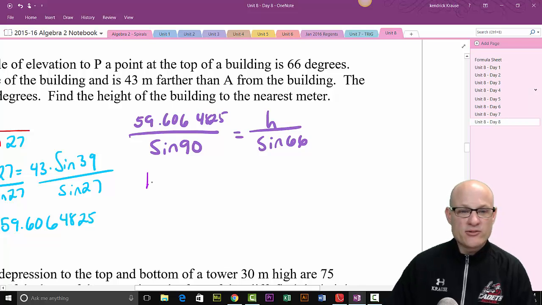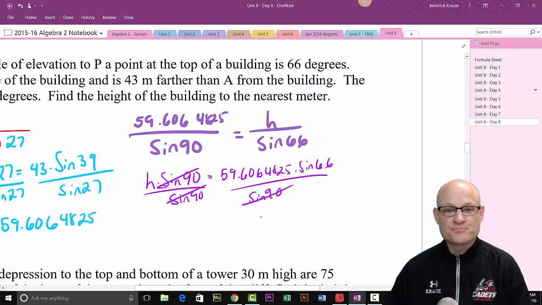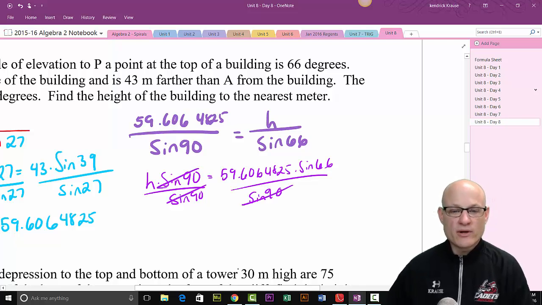So now it's h times the sine of 90 is equal to 59.6064825 times the sine of 66, all divided by the sine of 90. But isn't the sine of 90 just 1? Sine of 90 is just 1. I don't really need this. So I'm ready to rock and roll.